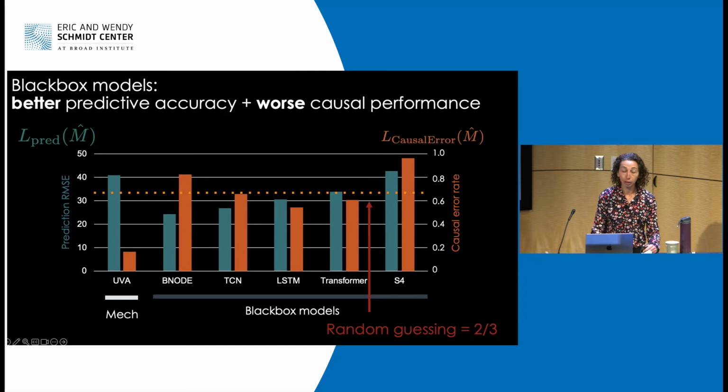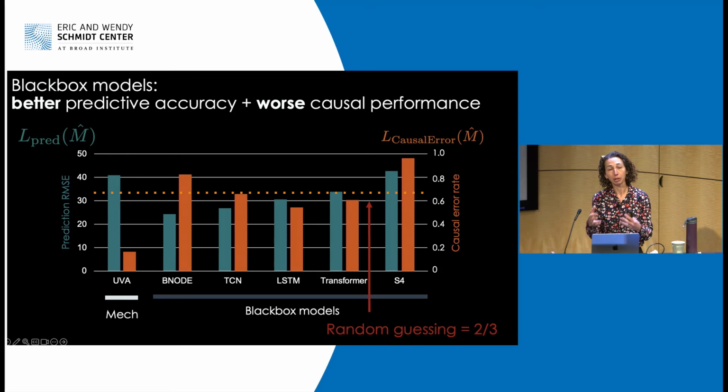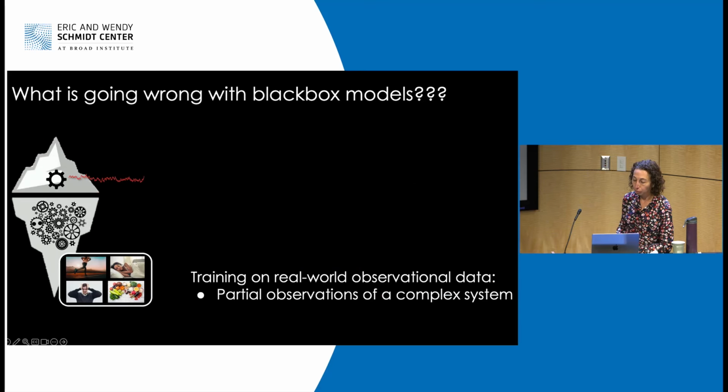Okay, so in our experiments, we're considering intervention sets of size 3, so random guessing would produce a causal error rate of 2/3. And what we see is the black box models are basically no better than random guessing. On the other hand, our mechanistic model has much lower causal error rate, having baked in all this mechanistic knowledge of insulin glucose dynamics. So what's going wrong with these black box models?